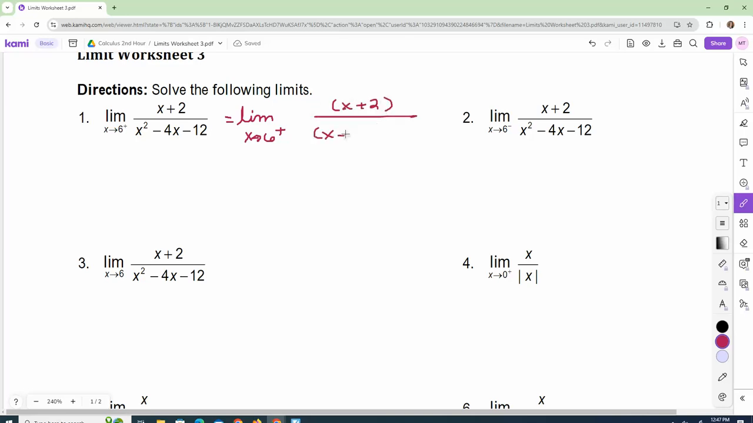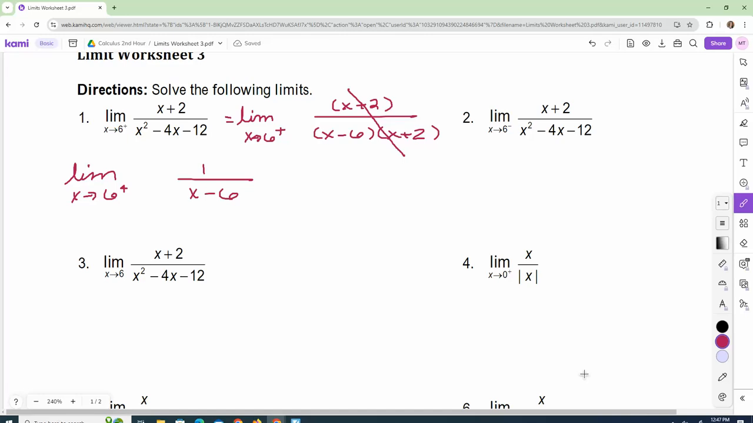That's 6 from the right. Okay, what happens now? Cancel the difference, and you get a hole. So there is a hole, so a removable discontinuity. I don't know if we need to know that right now. Okay, can I plug in my 6?